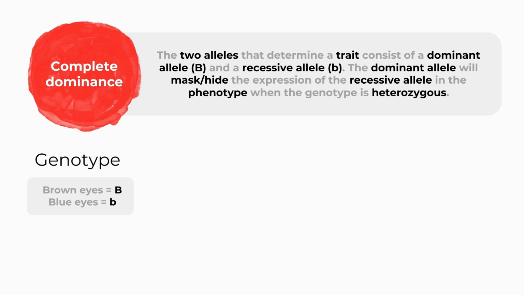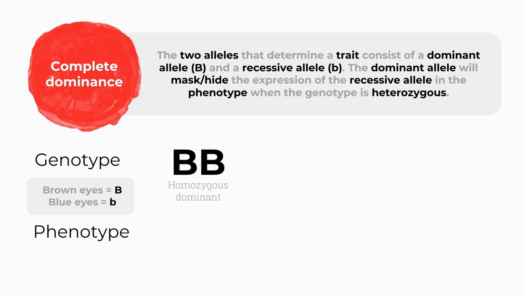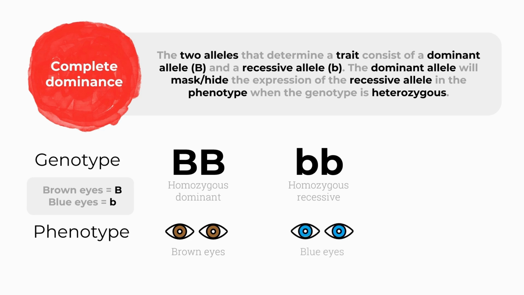The genotype of an individual will consist of two alleles, one carried on each homologous chromosome. If the genotype of an individual consists of two dominant alleles, they are homozygous dominant, and this will be expressed in their phenotype as brown eyes. If the genotype of an individual consists of two recessive alleles, they are homozygous recessive, and this will be expressed in their phenotype as blue eyes.